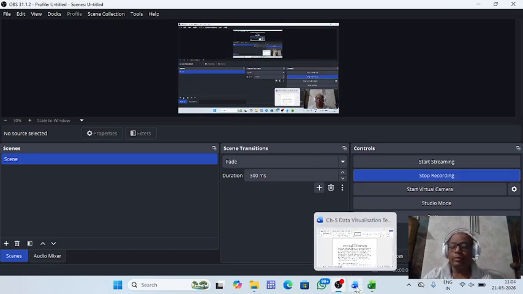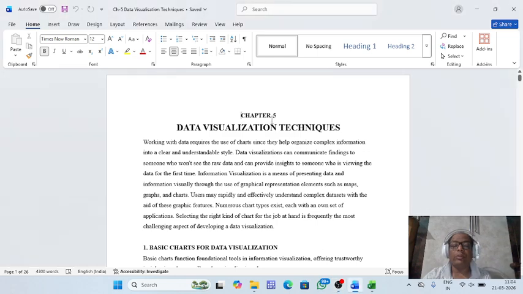Today we'll be discussing Data Visualization Techniques, Chapter 5 of Business Data Analytics. This is in Semester 5 of any syllabus.